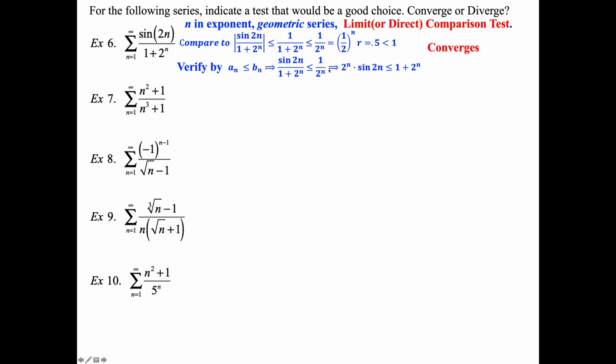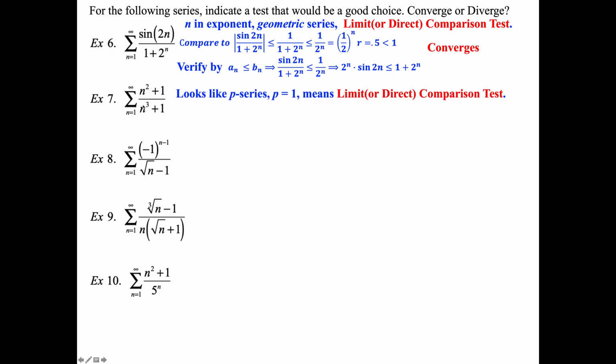So if we verify this now, this part right here, to prove that it's true, we cross multiply. 2 to the n times sine of 2n is less than or equal to 1 plus 2n. So think about what's happening here. This value, again, we said, varies between -1 and 1. So this is going to be -1 times 2 to the n, or 2 to the n, or something smaller and in between. This is my 2 to the n plus 1 more. It's always going to be bigger, so that's true.